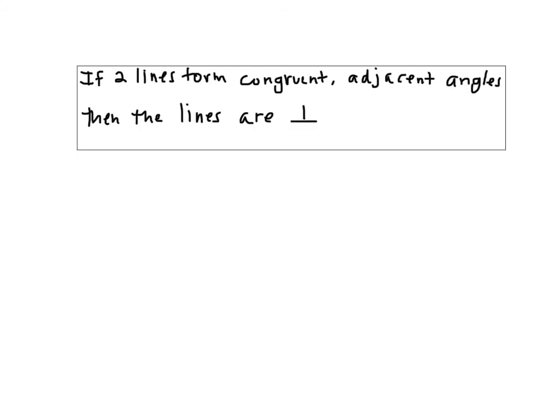Our second theorem states if two lines form congruent adjacent angles, then the lines are perpendicular. And hopefully this sounds familiar because it's just the converse of the previous theorem. So in this case, we can use the same diagram, but our given information, instead of starting off with the lines being perpendicular, we're going to start by saying if angle 1 is congruent to angle 2. You can see from the picture they're adjacent, they're right next to each other, they have a side in common, and we're given that they're congruent.